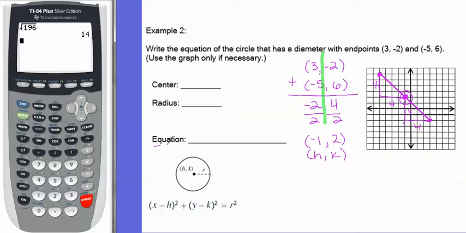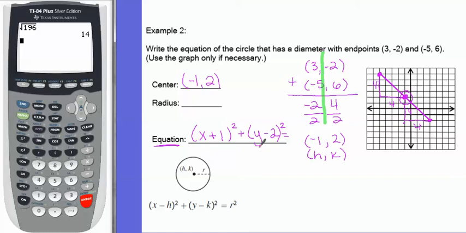So I'm going to actually go to my equation right now and fill in kind of like my skeleton. X minus something squared plus y minus something squared equals r squared. Now I just found this. -1 becomes -1. Two negatives make a positive. And I just write in the number 2 here.